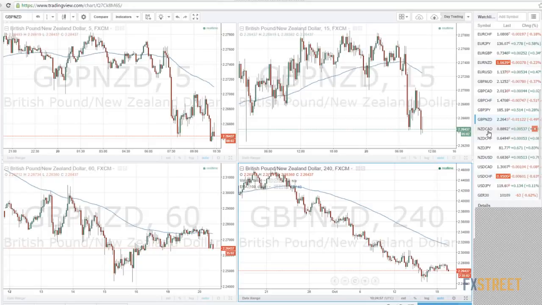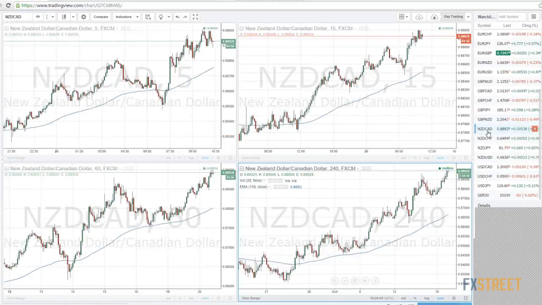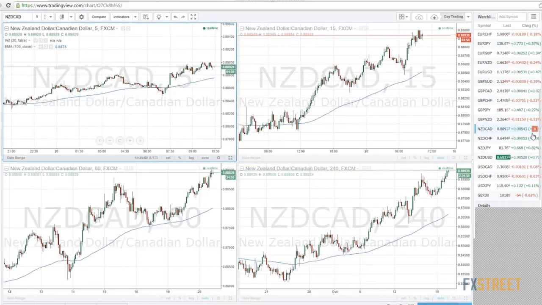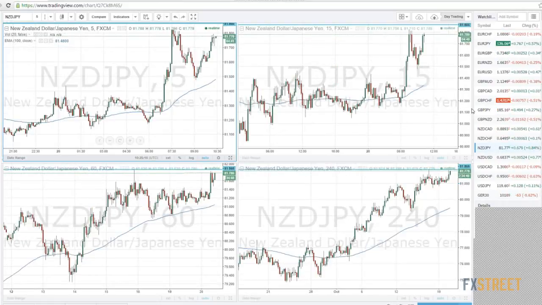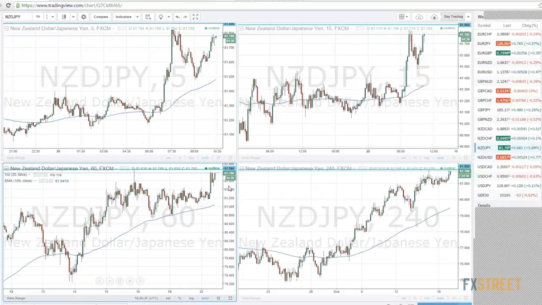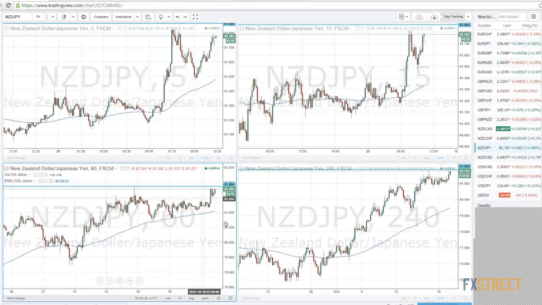New Zealand CAD. Very high, pushing higher. Waiting for a setup on this one. There's nothing obvious there. And this here is all about the break of that high. So if we get out above 81.88, so 81.90, you want to have your stop below the low, so 80.62.